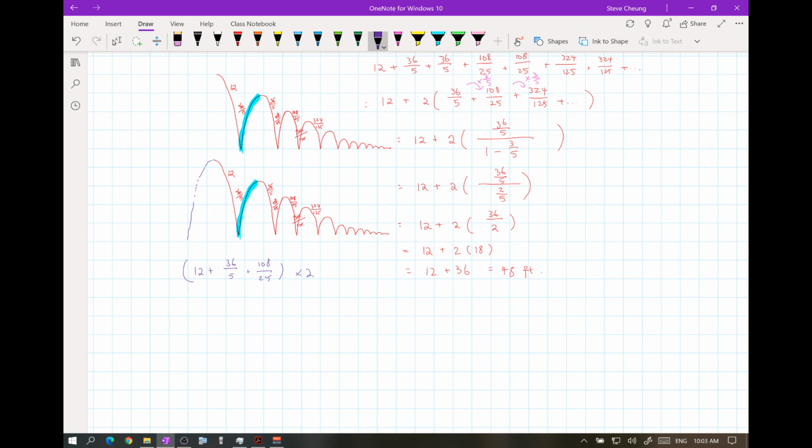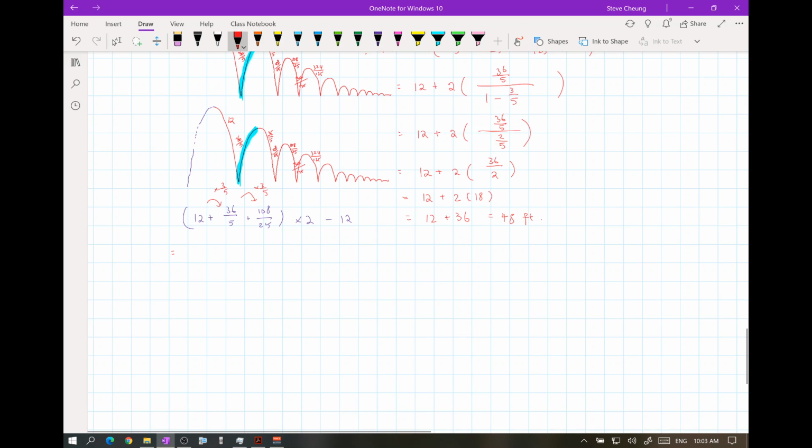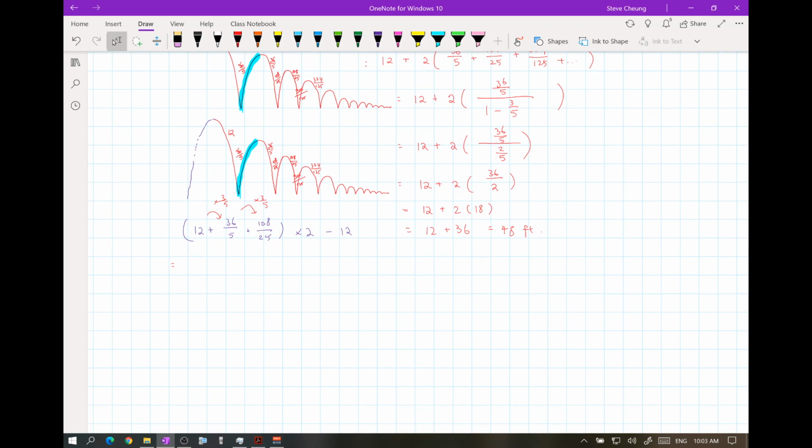So if I were to do this, I need to actually take away what I added as part of the purple curve to balance it out. And then if you follow through this process here, the bracket represents the infinite sum with 12 being the first term now. And it will just deduct 12 at the very end.